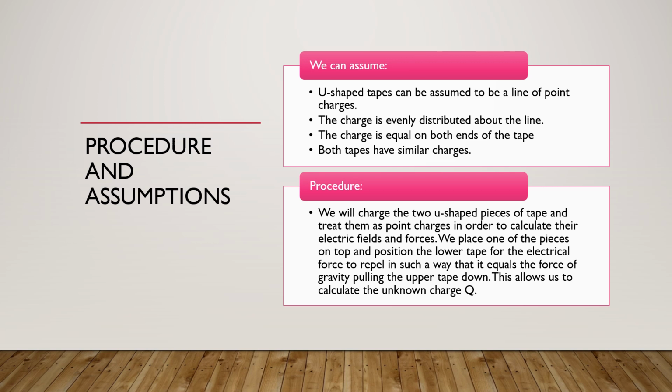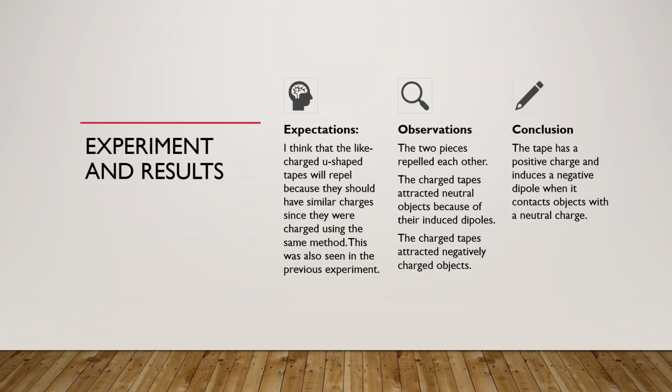So we'll charge the two pieces of U-tape and put them together in order to calculate the forces. That's going to be the suspending one on top of the other. We'll place one of the pieces on top of another piece of tape, the lower tape, pull it away to create that charge, and then we'll see what force is needed to repel the equal and opposite force of gravity down. We'll find what force, E of the electric field up, needs to cancel the gravity down. This allows us to calculate the unknown charge Q.